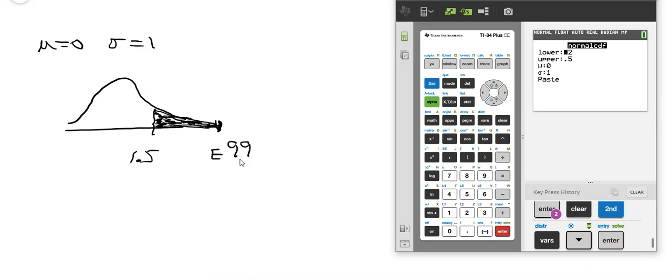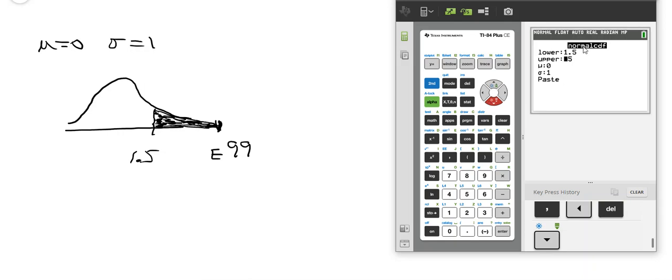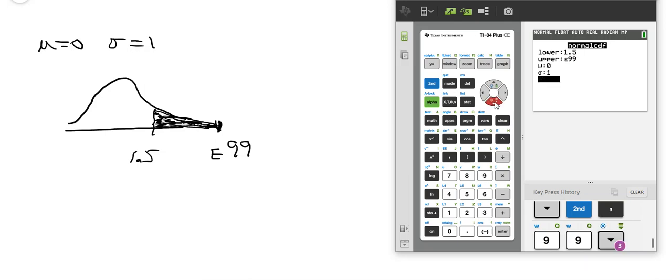Everything's set. Now, the lower bound right here is 1.5. So I put in 1.5, comma. On some of your calculators, you'll put comma. The other guys, you'll just go 1.5 and then go to upper. Here's upper right here, E99. To get that in, you do second function, the double E key above the comma key, E99, and then mean and standard deviation.